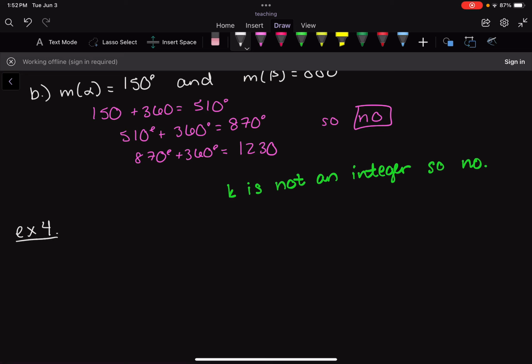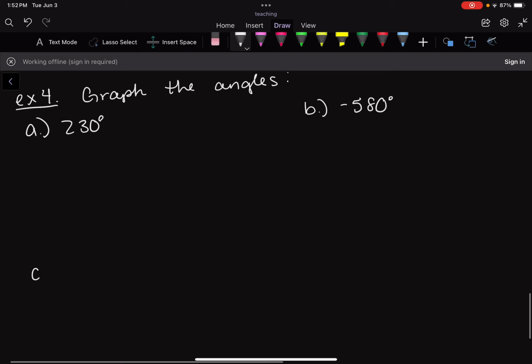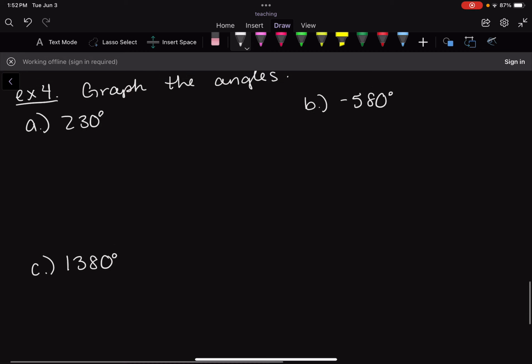I'll just say, graph the angles. And we'll do a few. So let's do 230, negative 580, and then I'll do one more. We'll do 1380. So we're going to graph these angles. Pause, see if you can do it yourself.